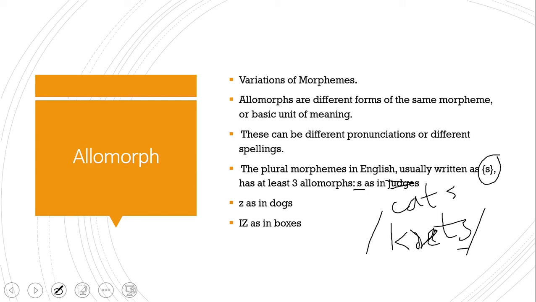Then comes dogs. Now you can see that the same morpheme s is pronounced as z, and in boxes this es is pronounced as iz. So what is going on is that the same morpheme is represented through different phonetic forms. These three are allomorphs of the single morpheme s.